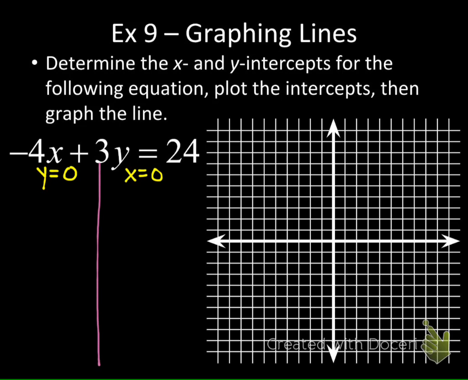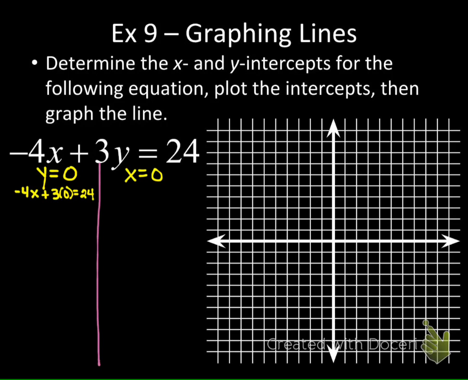So when I solve for this equation the first time, I'm going to substitute for y. What am I substituting for y? Yeah, 0. So I'm going to come over here. You get this down? I'm going to rewrite my equation: negative 4x plus 3y. What do I substitute for y? 0 equals 24.